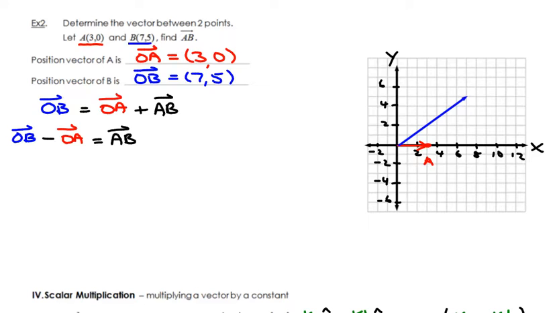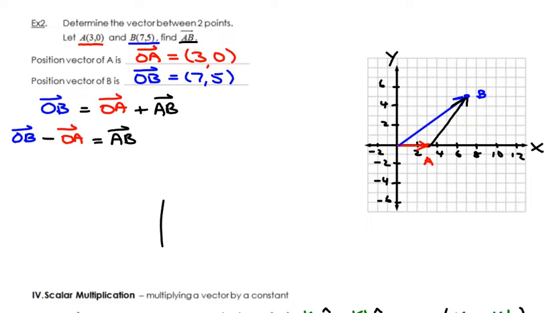Then we have B at (7, 5). That's right here. And again, I can create a position vector with the origin. Now, if I wanted to create AB, because that's what they're asking you to find, well, why don't we join A and B together like that?